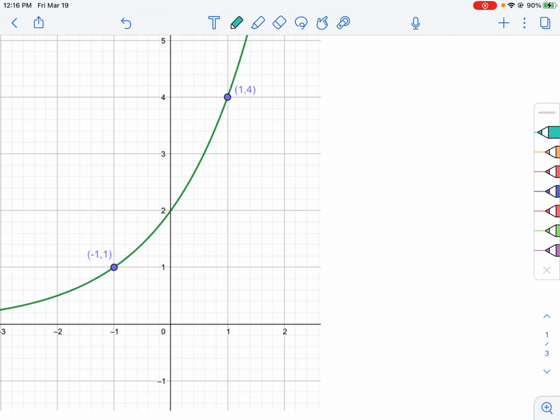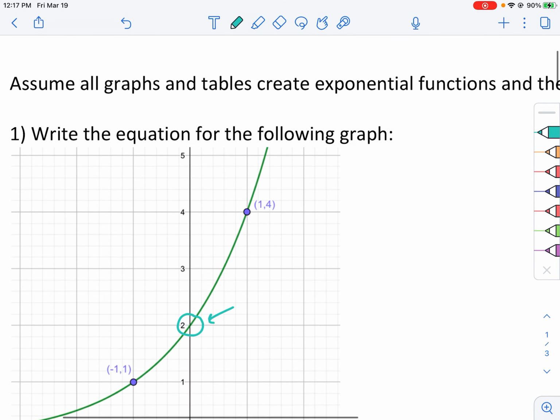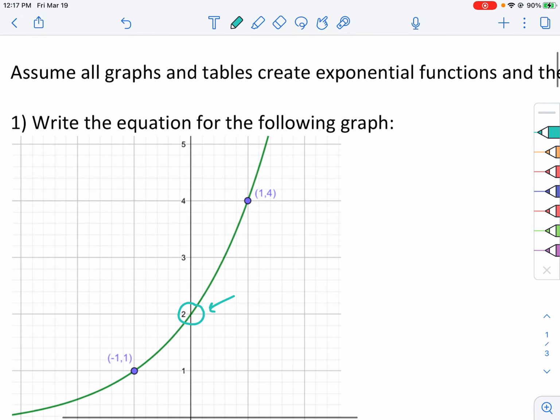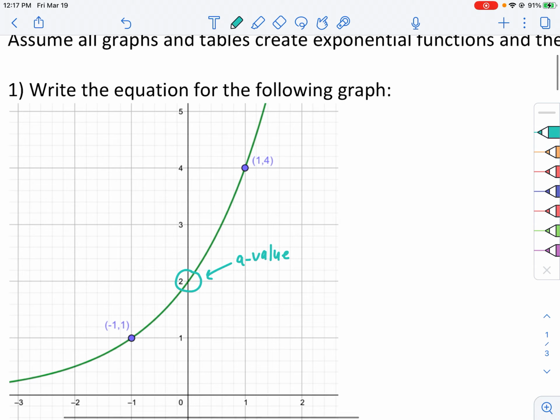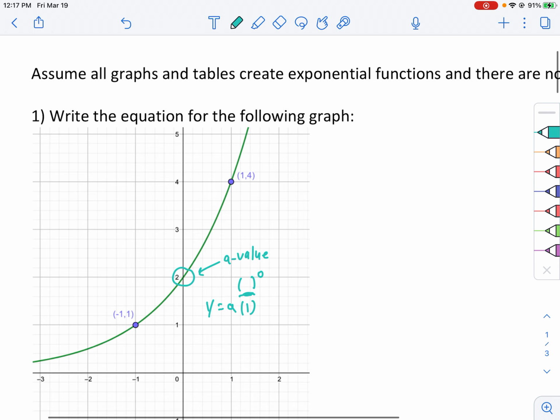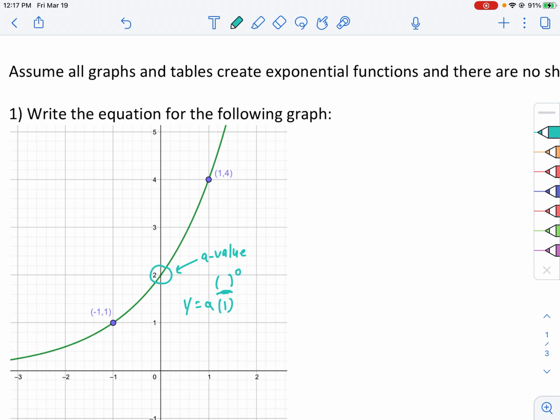So in order to start these, you first want to look at the y-intercept. The reason we're looking here is because I'm not going to put any horizontal shifts or vertical shifts, so that means that the a value is literally the y-intercept. Because if there's no shifting, when you plug in 0, no matter what b is, you get 1 times a. So the y value of the y-intercept is the same as the a value.